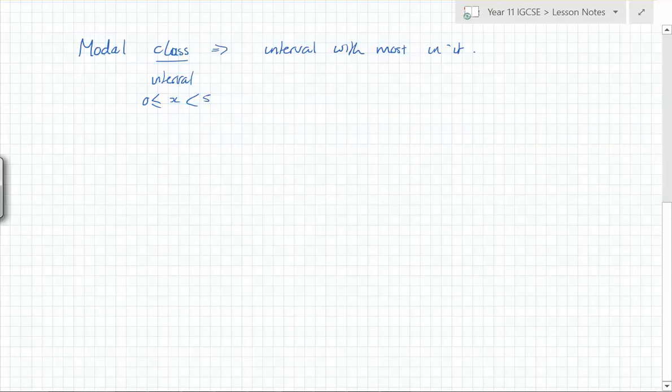Another way, the modal is just another way of saying mode, yeah? So the mode is just the most popular. So when we talk modal class, we talk about the interval with the most in it. So in a bar chart, that represents itself as the highest bar. Okay, so the highest bar is the modal class. Alright? Do you all know how to find the median? Median is the middle value.